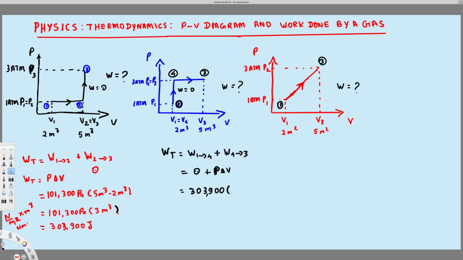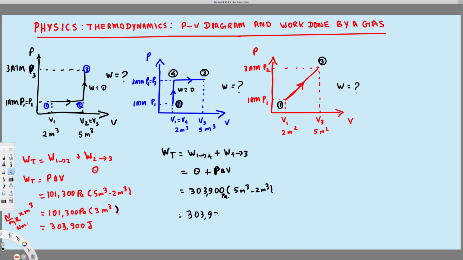303,900. Delta V is going to be my final minus initial. Final is 5 meter cube minus initial, that's 2 meter cube. And if you calculate this one, this is Pascal right here. And if you calculate this one, that's going to be 3 meter cube, right?